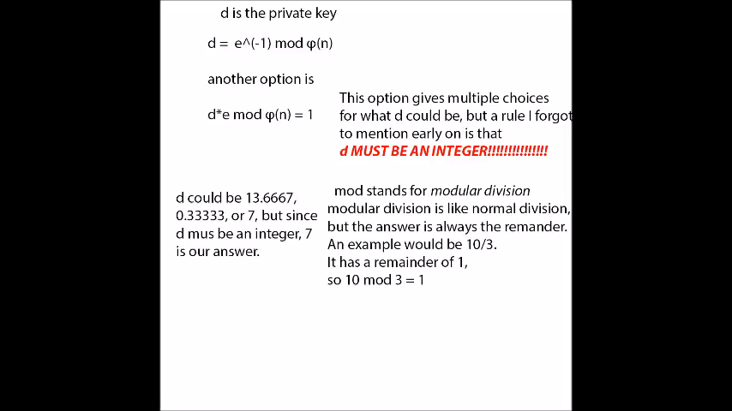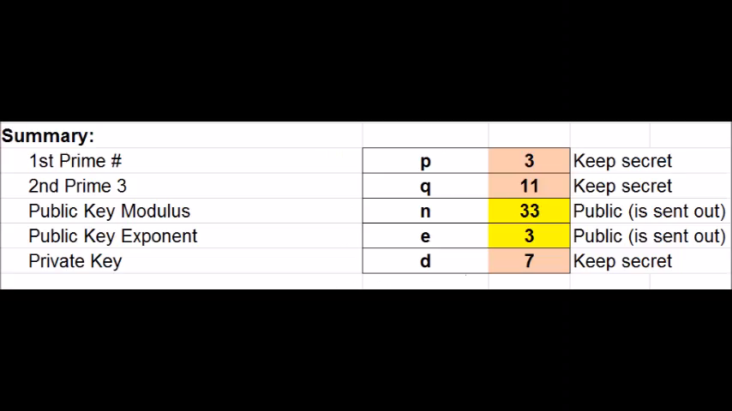Just to summarize where we're at: our first prime number P is equal to 3. Our second prime, Q, is 11. Our public key n is 33. Our e is 3, and our private key d is 7 because it's an integer.